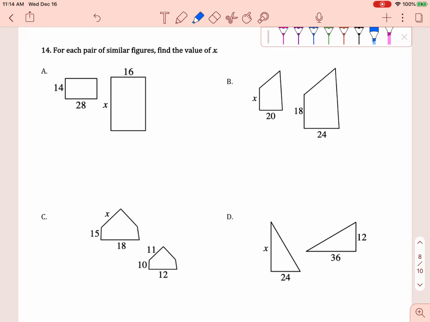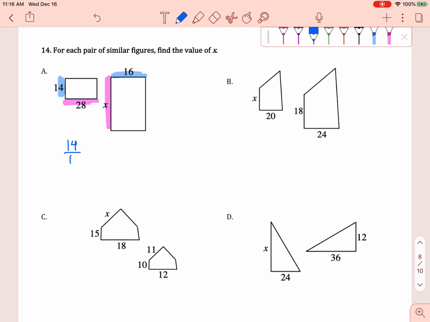So for 14, we want to try and find our matching sides. We went from a side 14, it looks like, to a side 16 by rotating this and dilating it. This side 28 is apparently corresponding with this X side. You can see if you rotated the figure that these would land on top of each other. So we are going to write our proportion.